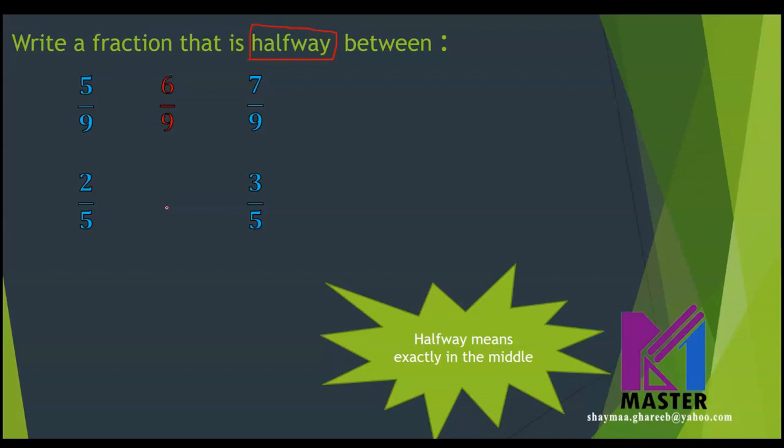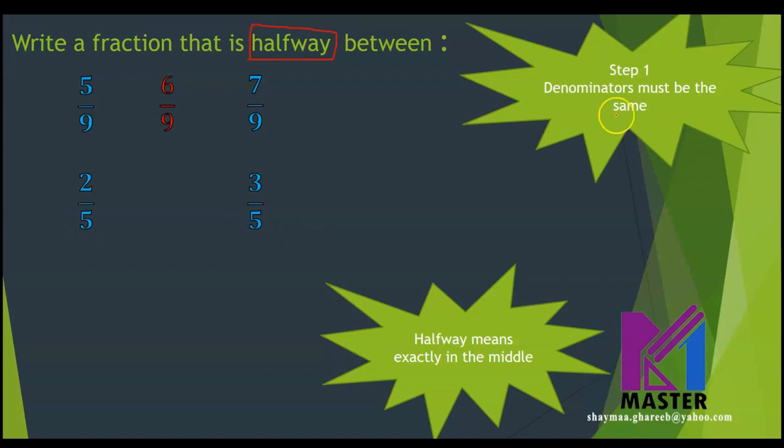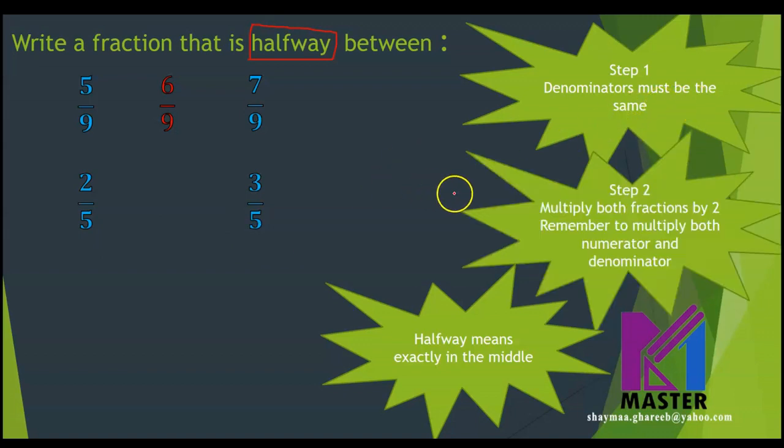What did we say? First, we have to make sure that both fractions have the same denominators. Step 2, multiply both fractions by 2, up and down. So when I multiply by 2 here, up and down, let's see the new fractions. This one will be 4 over 10, and the second one will be 6 over 10. So now I have 4 over 10 and 6 over 10.